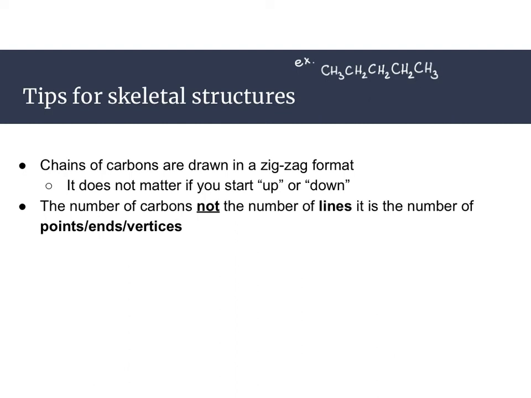Let's look at this example up here, right? You are not going to draw 1, 2, 3, 4, 5 lines. If I did draw 1, 2, 3, 4, 5 lines, I'm actually implying 1, 2, 3, 4, 5, 6 carbons, right? One too many. So I would just need to draw these 4 lines so that I have 1, 2, 3, 4, 5 carbons there. And if I wanted to start by facing upward, which is totally fine, it would look like that.